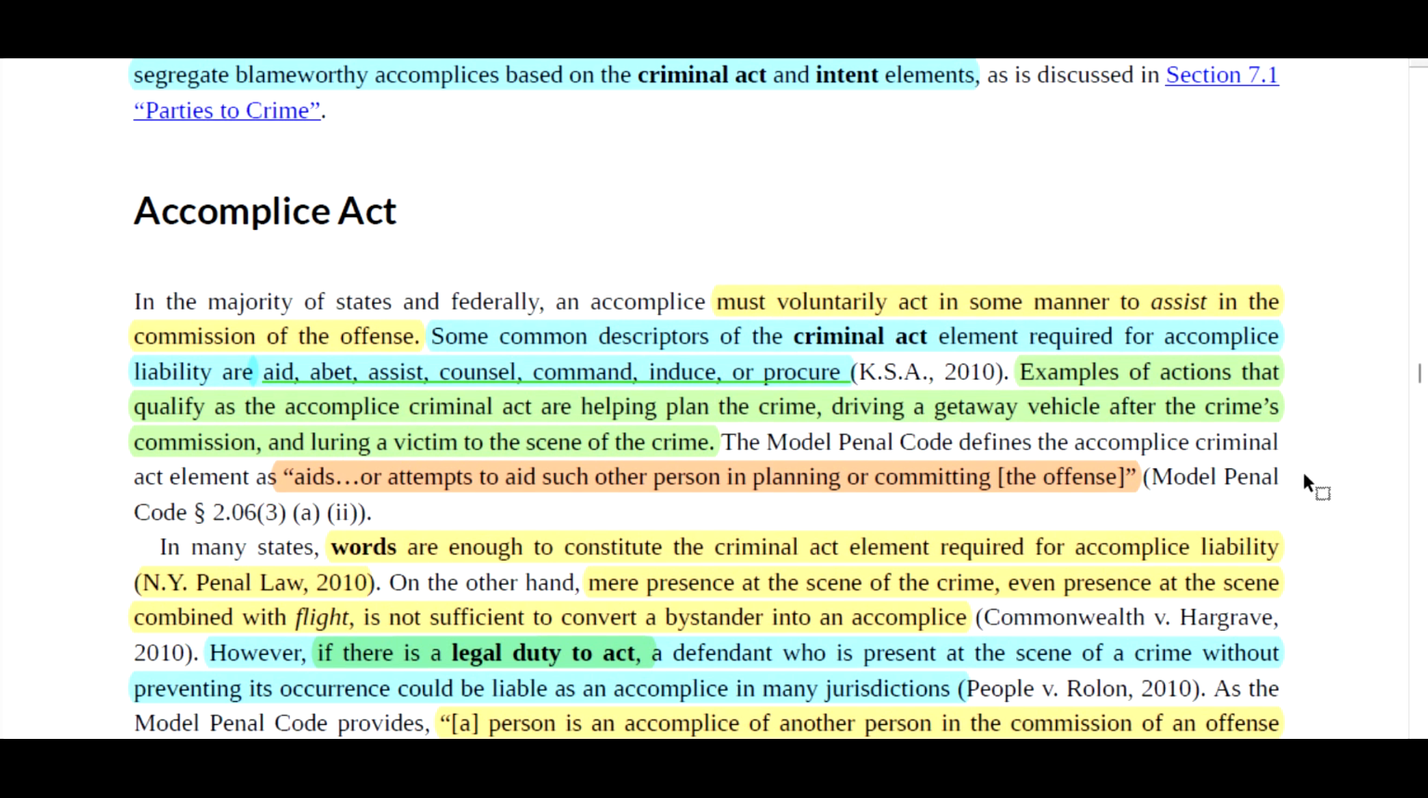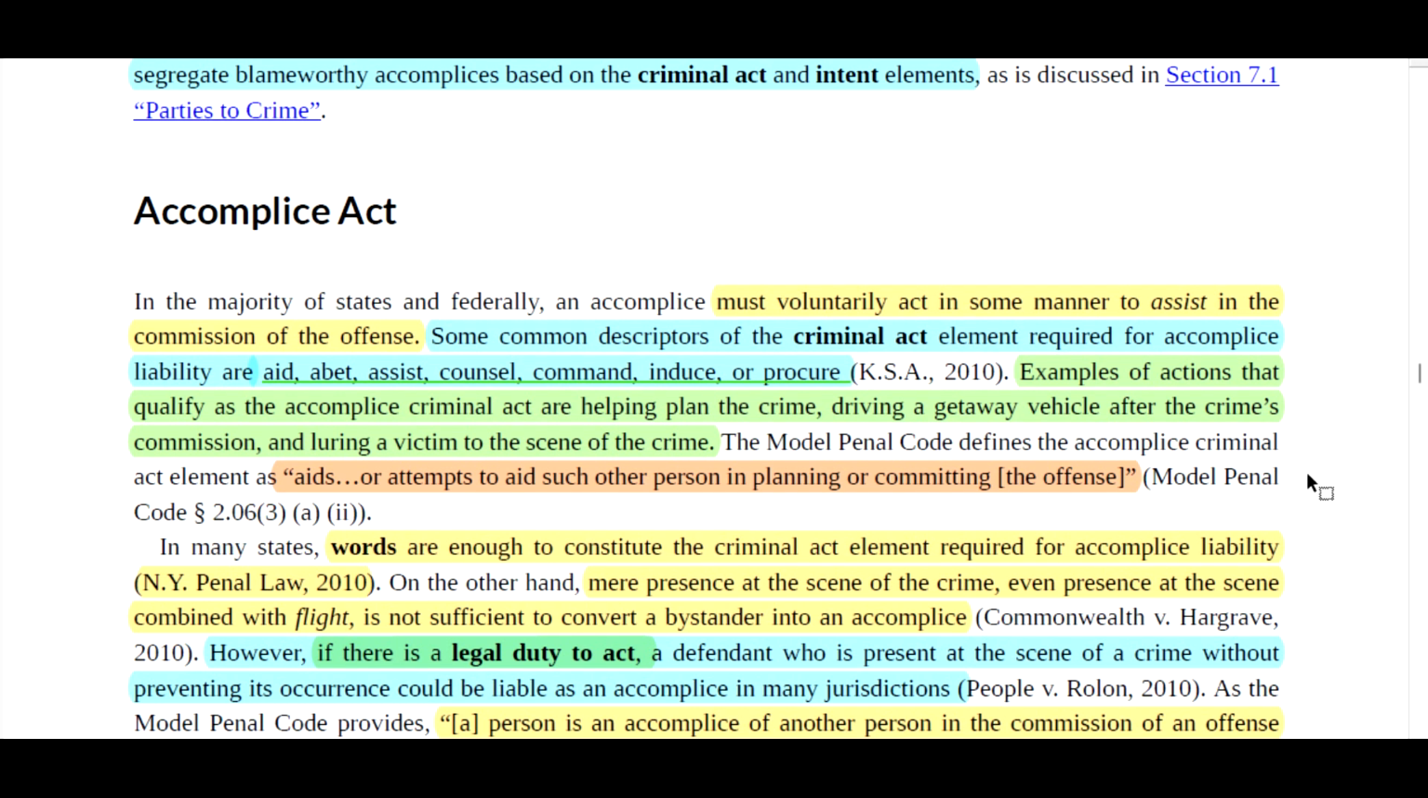And so in the majority of states, and we are in that majority, surprisingly, the idea is that the accomplice must voluntarily act in some manner to assist in the commission of the offense. So this is not coerced, it's voluntary. Some common descriptors of the criminal act element required for accomplice liability are aid, abet, assist, counsel, command, induce, or procure. Examples of actions that qualify as the accomplice criminal act are helping plan the crime, driving a getaway vehicle after the crime's commission, and luring a victim to the scene of the crime.